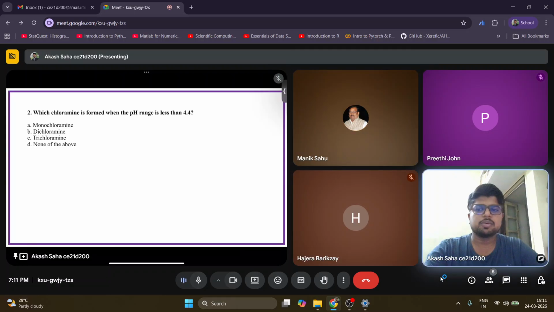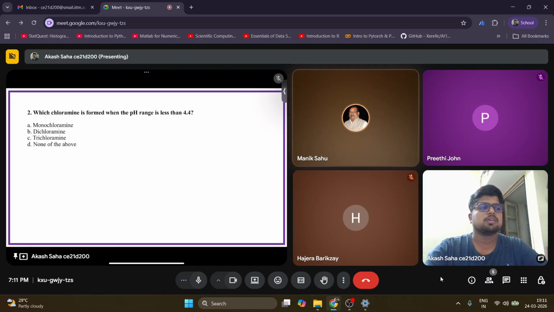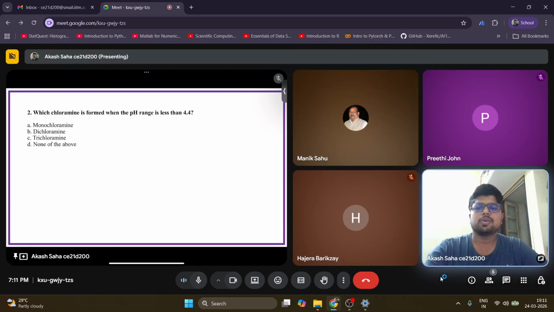During the formation of chloramines, what do you think? The pH will decrease or increase? And why? Any idea? We know when ammonia comes in contact with chlorine, various types of chloramines are formed. So what do you think the pH will be, decreasing or increasing? That will give some idea.